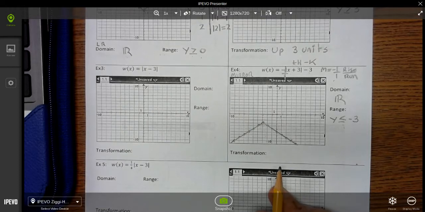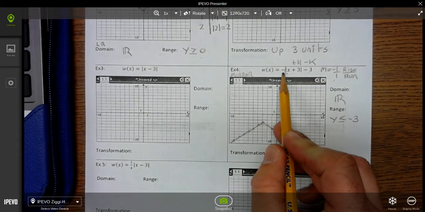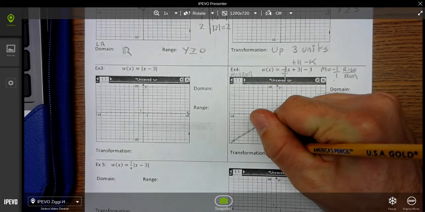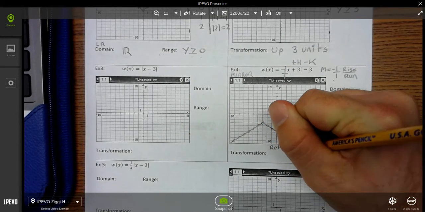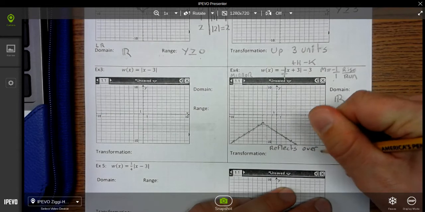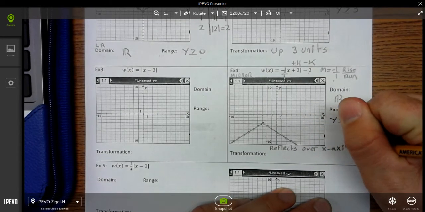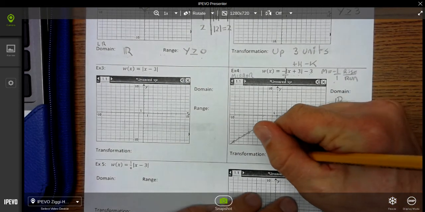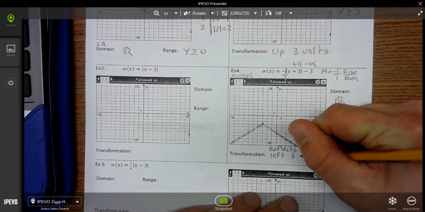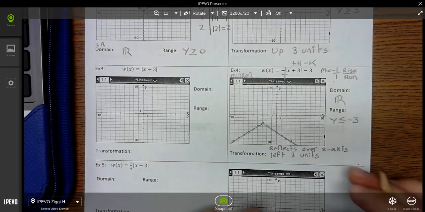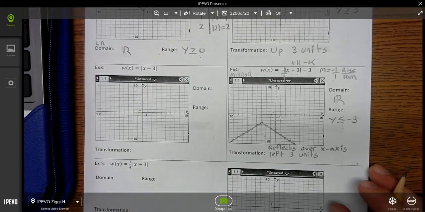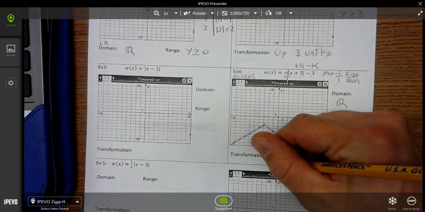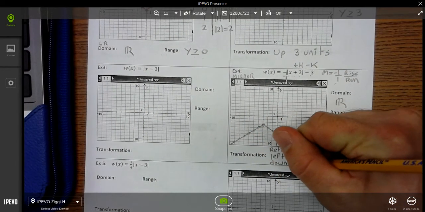So the last thing is transformation. So first thing is you look at the negative in front. So I'm looking at here. That's the negative value, negative in front of the absolute value symbol. So we know that this reflects over the x-axis. Okay, then we look at the plus 3, which we know is the plus h. So we know that that is left 3 units. And then the last is the minus k, so that's down 3 units.